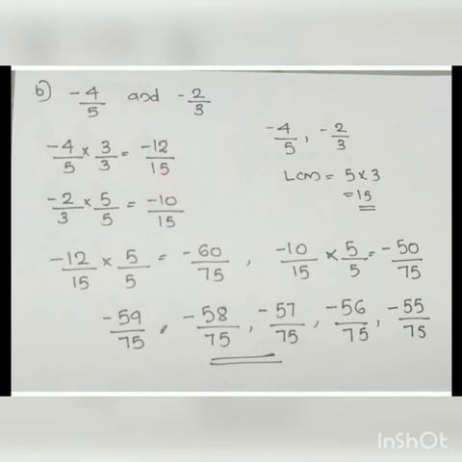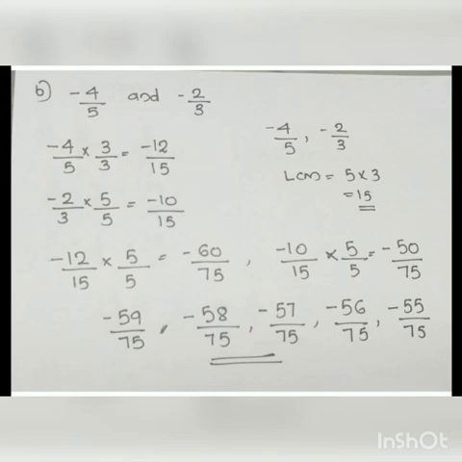When you look at these fractions, between negative 12 and negative 10, can you find 5 rational numbers? After negative 10, negative 11, negative 12, you get only 1 rational number in between. You are not getting 5 rational numbers. So I multiplied these new fractions again by 5. Negative 12 by 15 into 5, I got negative 60 by 75. Again negative 10 by 15 into 5, I got negative 50 by 75. I did this in order to get 5 rational numbers, because between negative 12 and negative 10 I am not getting 5.